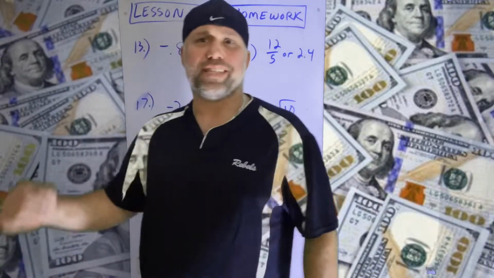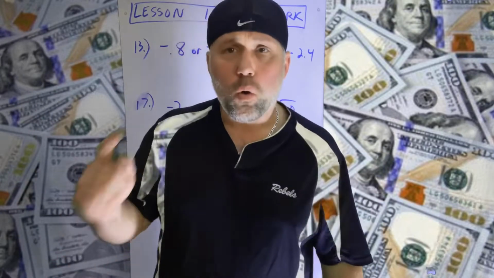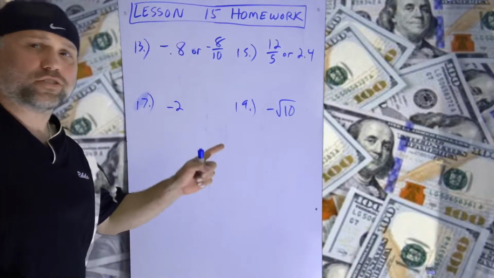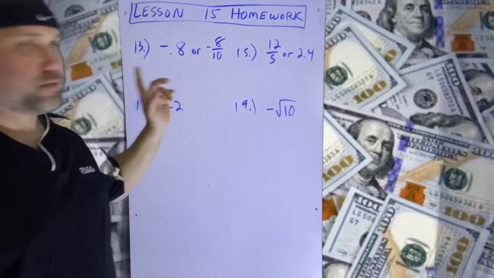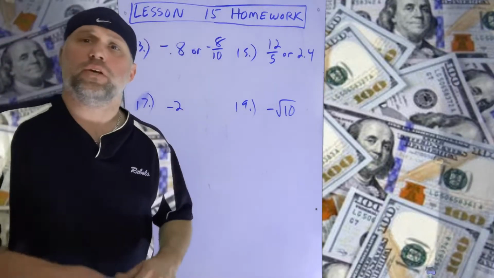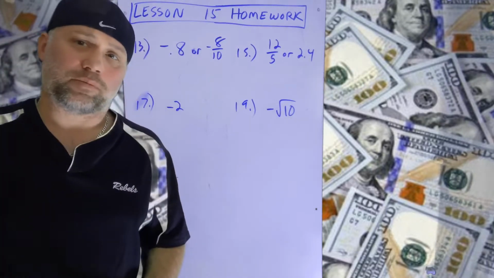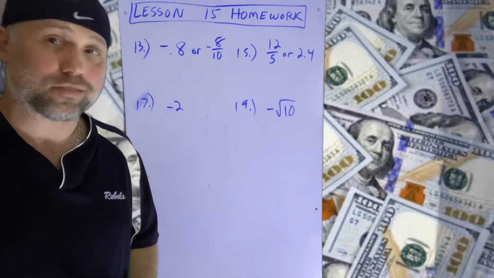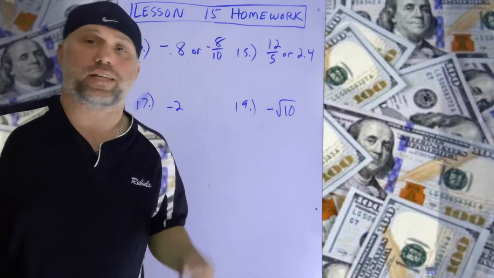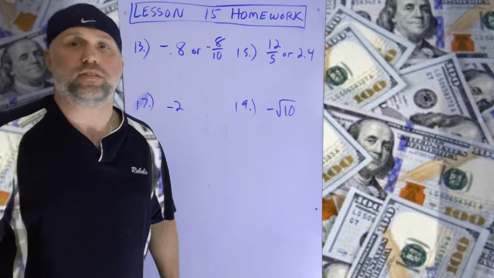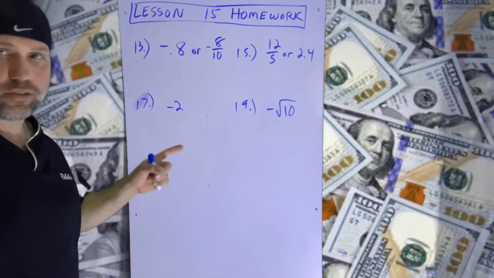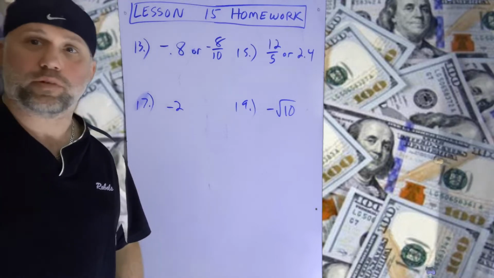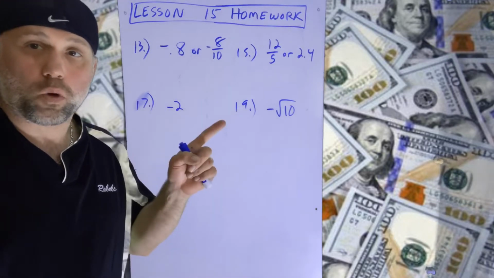Here are the lesson 15 homework answers. Go ahead and check those. I gave the decimal version and fraction version of some of them. Remember that some of them are negative because of the quadrant that they're in. So you've got to pay very specific attention to what quadrant you're in when you get your answers. So check those real quick, and I'm going to go over one of them.